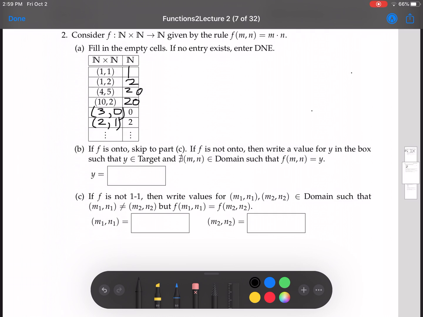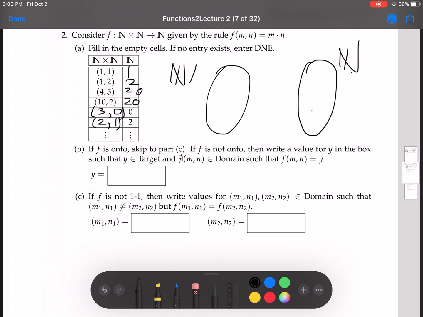But let's just look at what would happen. We have N there, we have N cross N there, and we have the function f. Let's be completely general. Let's pick a number in the target, and we'll use a letter to stand for that number. What's a letter that we haven't used yet? Yeah, K. Let's use K. So K is a natural number.